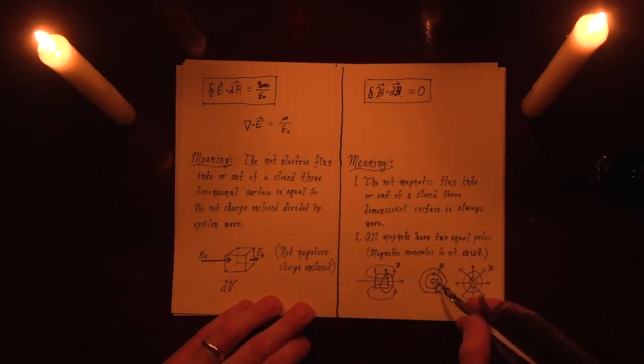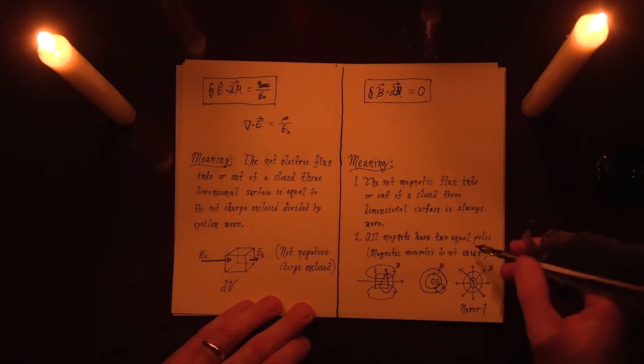Same for a wire that has current going around it. The magnetic field lines go around in a circle like this. Again, if I draw a closed three-dimensional shape, I've got negative magnetic flux coming in here, positive coming out there, canceling out, no net magnetic flux.